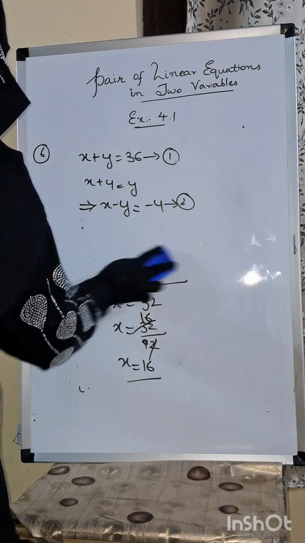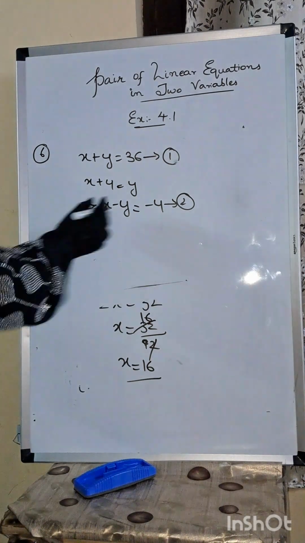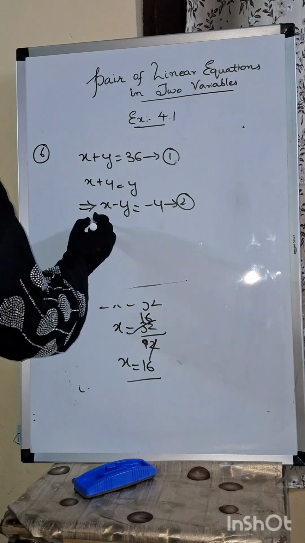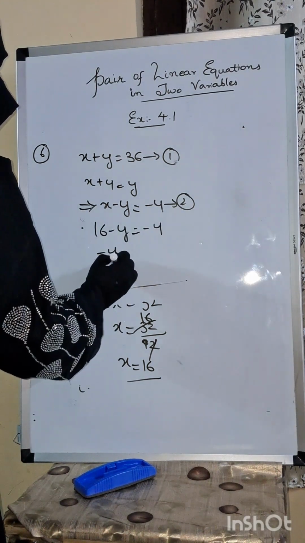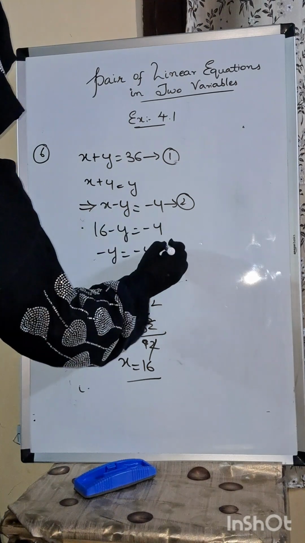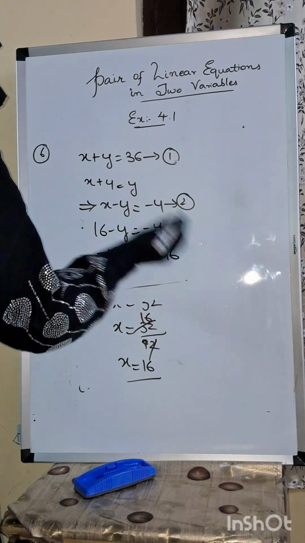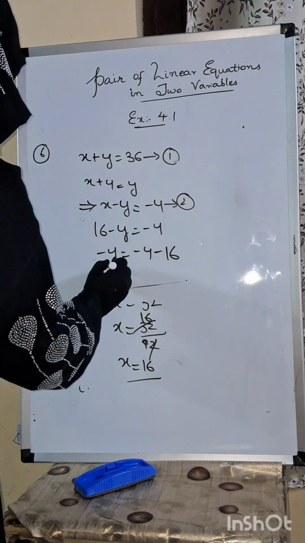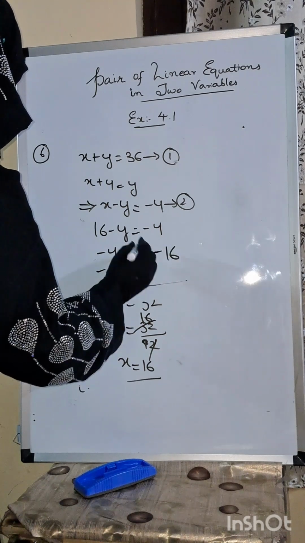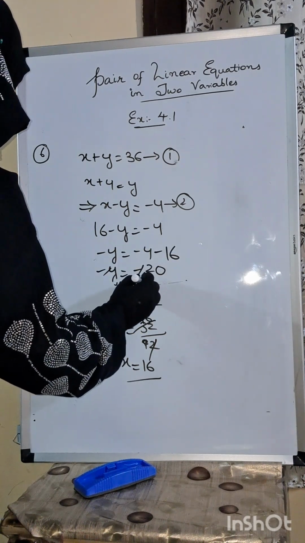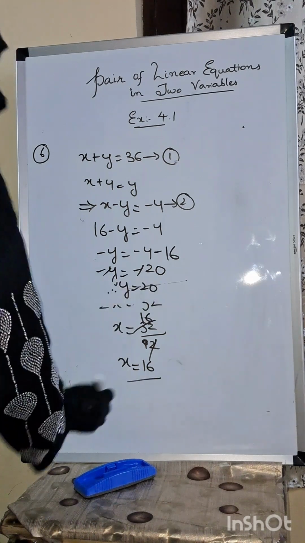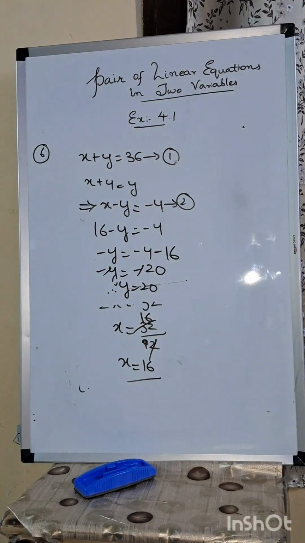If x is 16, what is the value of y then? You have to substitute x in any of the equations. So I am substituting here. What is x here? 16. So 16 minus y is equal to minus 4. So minus y is equal to minus 4 minus 16, sending 16 to that side. So minus y is equal to minus 20. So the value of y is how much? 20. The value of x is how much? 16.